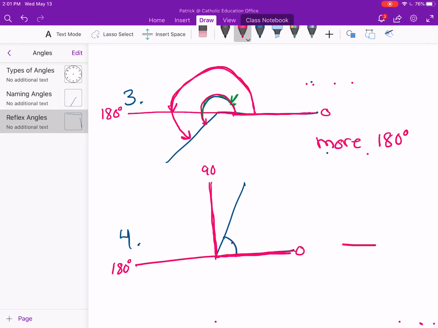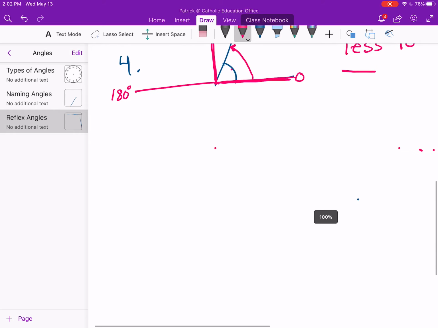Okay. Now let's see. Starting here. Starting at 0. It's turning, it's turning, it's turning. Oh, it stopped here. It didn't get to 90 degrees. So this is less than 90 degrees. All right, let's do another one, number 5.